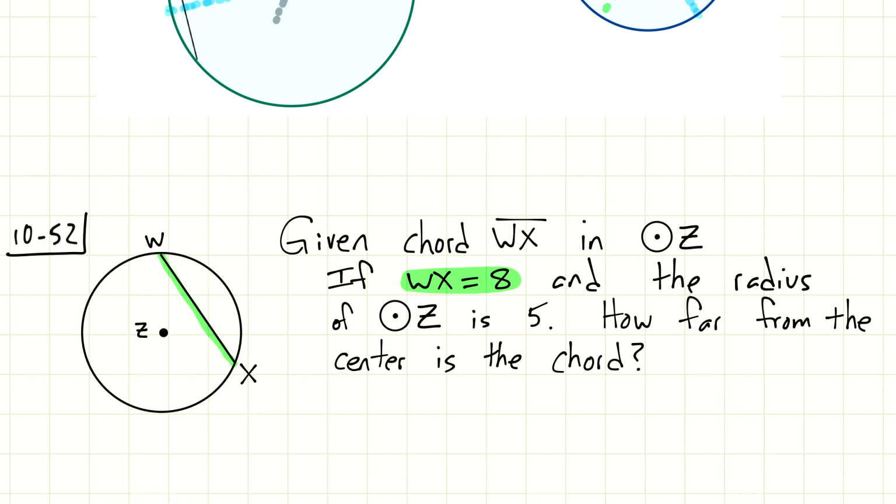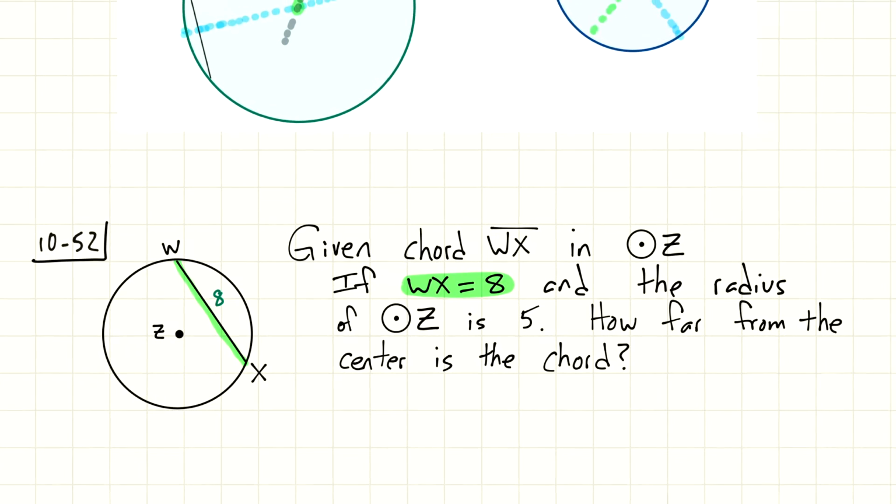They give us the length of WX, which in this case is 8, and the radius of the circle is 5. You should notice there is no radius drawn in the picture. So this is an example where you would have to draw your own radius. You have your choice of where you want to put it so that it helps us. Some people might put it here, or traditionally here, or connect it to one of these other points. So we place it where we think it might help us.